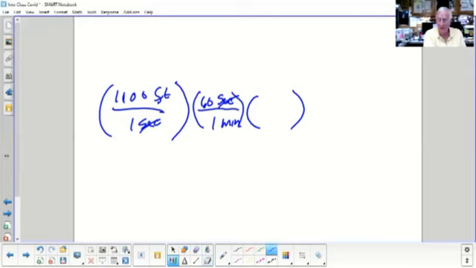I want to get rid of minutes now, right? Since it's on the bottom, I will put it on top. There are 60 minutes per every 1 hour. Okay, so minutes are gone. Now, fortunately, it appears I have my answer in feet per hour, but I want it in miles per hour.